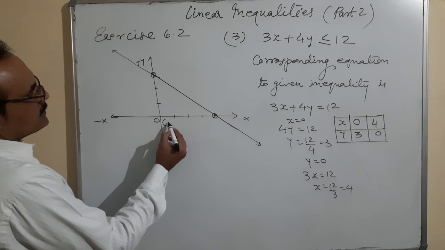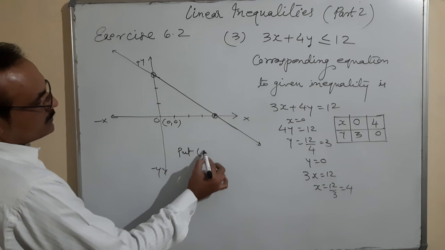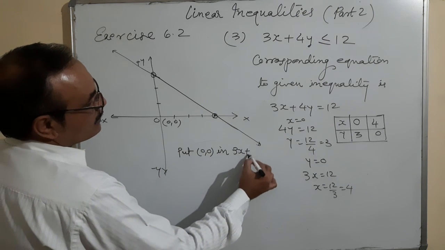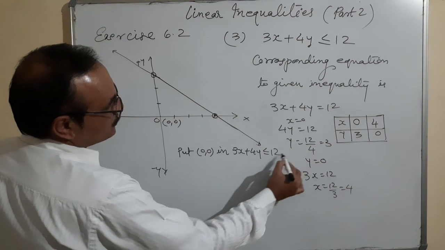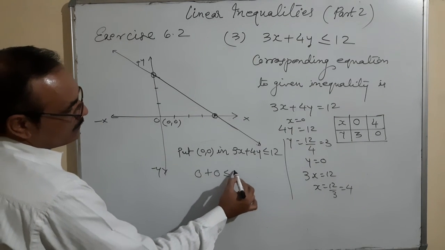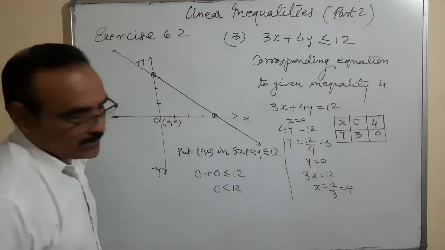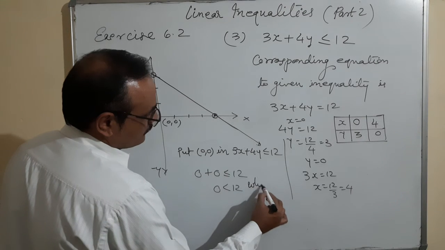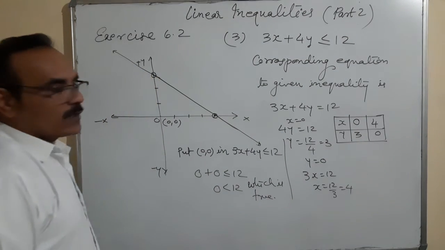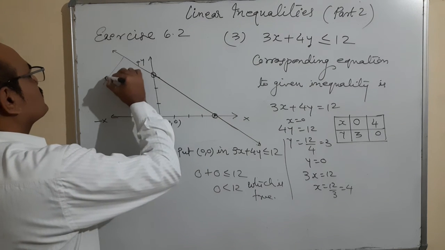Again, this is 0, comma 0 here. Put 0, 0 in inequality 3x plus 4y is less or equal to 12. What happens? 0 plus 0 is less or equal to 12. Again, same thing. 0 is less than 12. Satisfied? Which is true. And which is true, what does it mean? The shaded portion is towards the origin.